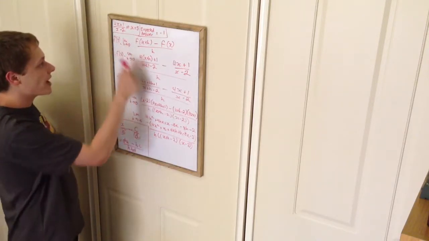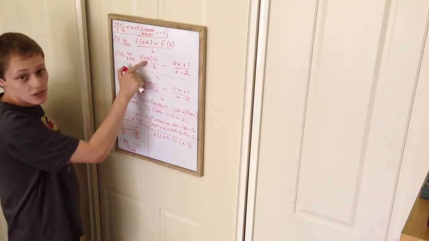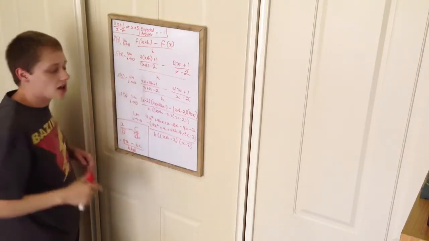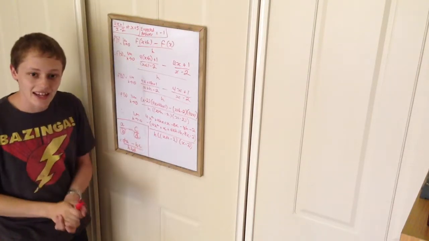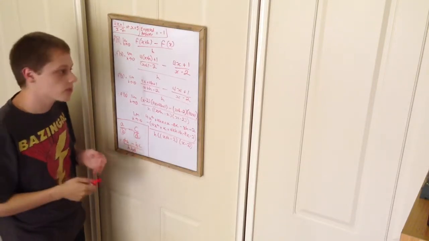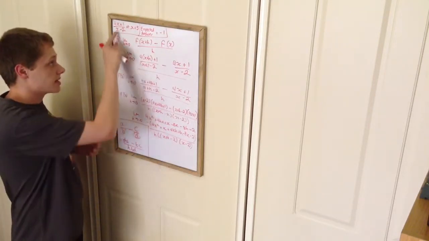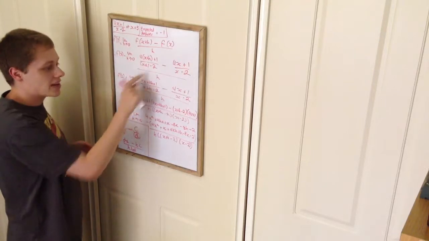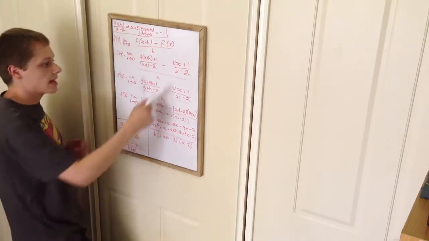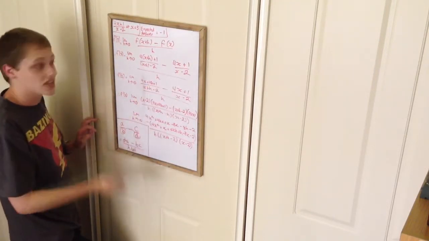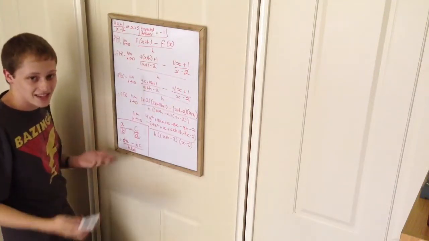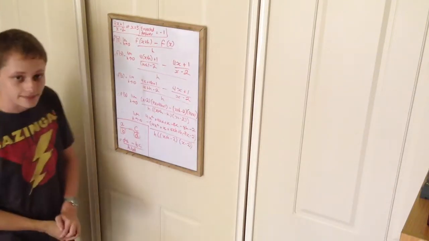So we have 4x plus 1, and wherever there's an x for the first bit, I've just put x plus h there to make it nice and simple. In the bottom we had x take 2, so it's now x plus h take 2. And then we subtract that from the function just as it is, so I just copied it straight across, so that's all fine.